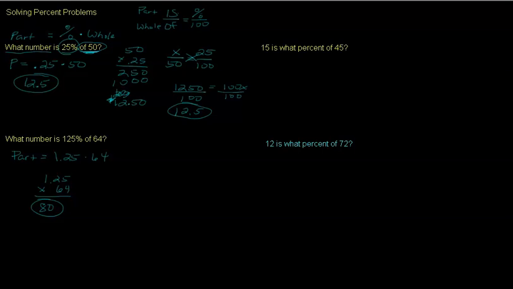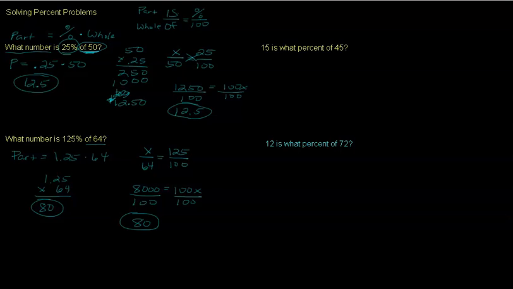Okay, again, we don't know the is, what number is. We know the of. We know the percent. We don't have to turn it into a decimal using the proportion way. Over 100. Multiply 125 times 64. We're going to get 8,000 equals 100x. Divide by 100. All right, so we get 80 again.